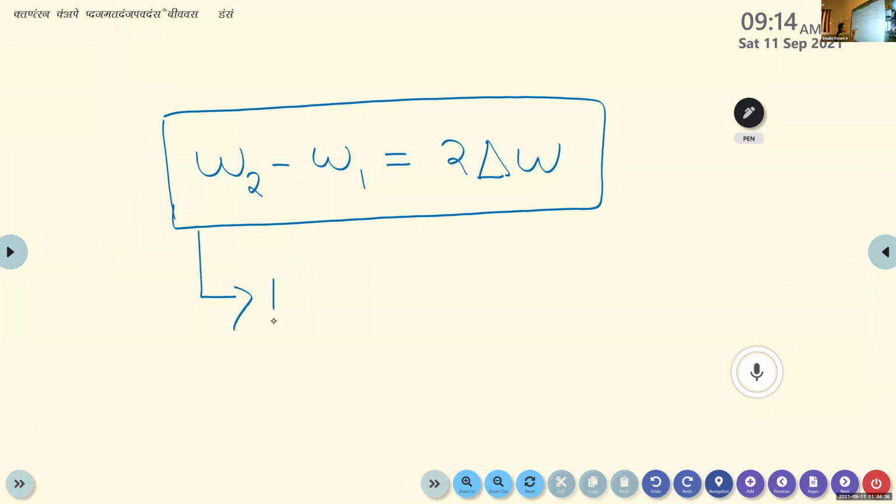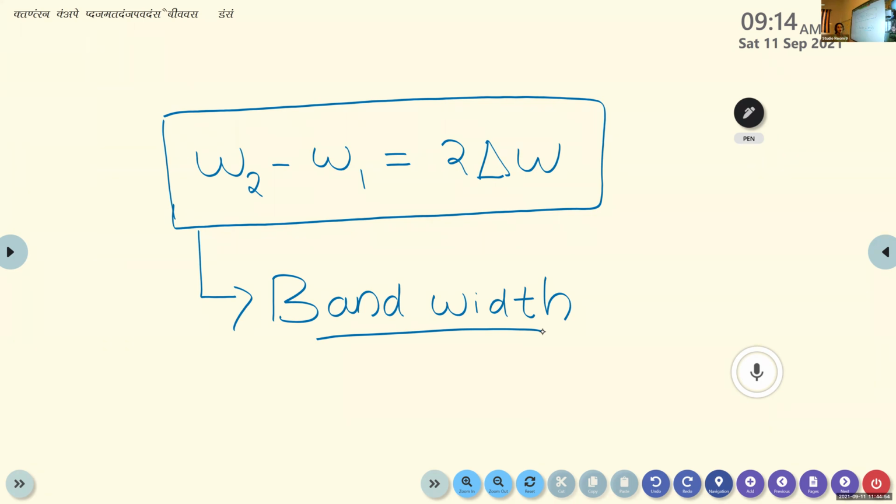This expression is known as the bandwidth of this LCR circuit under resonance condition. Bandwidth. That is, the difference in the frequency between the upper half cycle and lower half cycle of the LCR circuit under resonance condition is known as bandwidth. The difference in frequency between the upper half cycle and lower half cycle, that is omega 1 and omega 2 respectively.